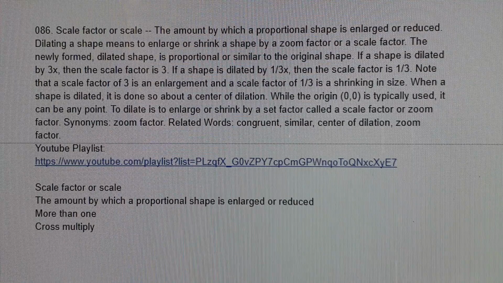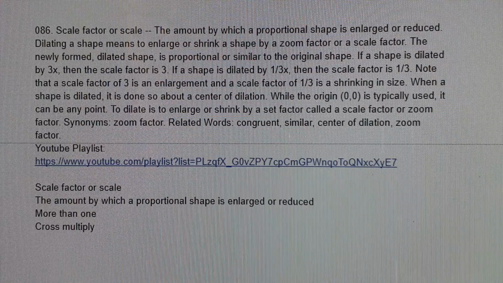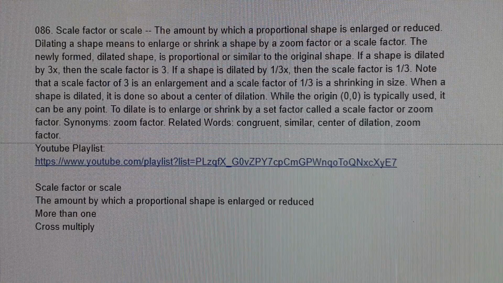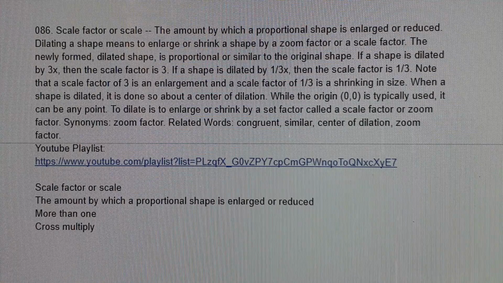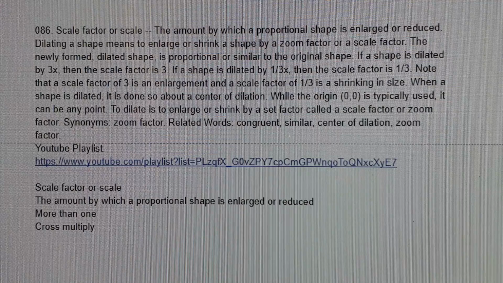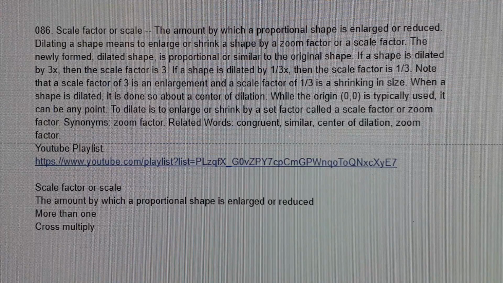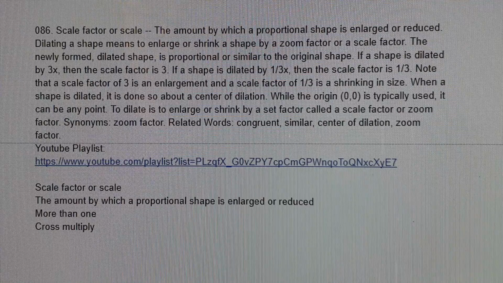When a shape is dilated, it is done so about a center of dilation. While the origin (0, 0) is typically used, it can be any point. To dilate is to enlarge or shrink by a set factor called a scale factor or zoom factor.